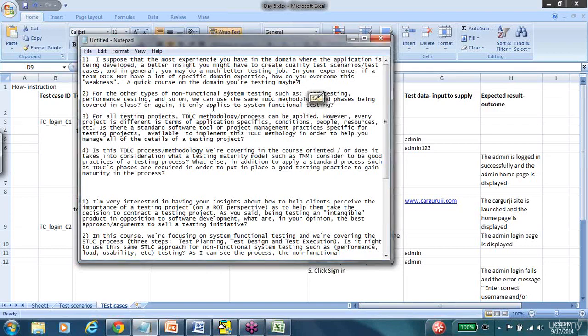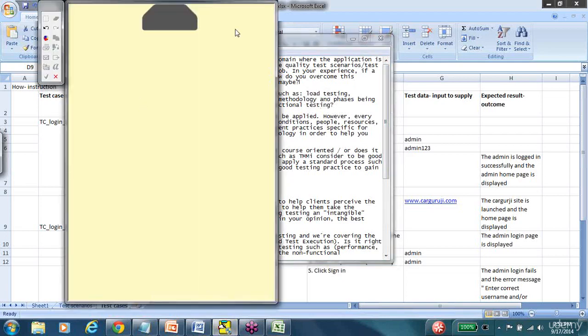The next question is, for other types of non-functional testing such as load and performance, can we use the same SDLC? Yes. It would take a slightly different shape. Say, for example, if you are planning a usability testing, does it still apply that we do test planning, test designing, and test execution? Absolutely, yes.